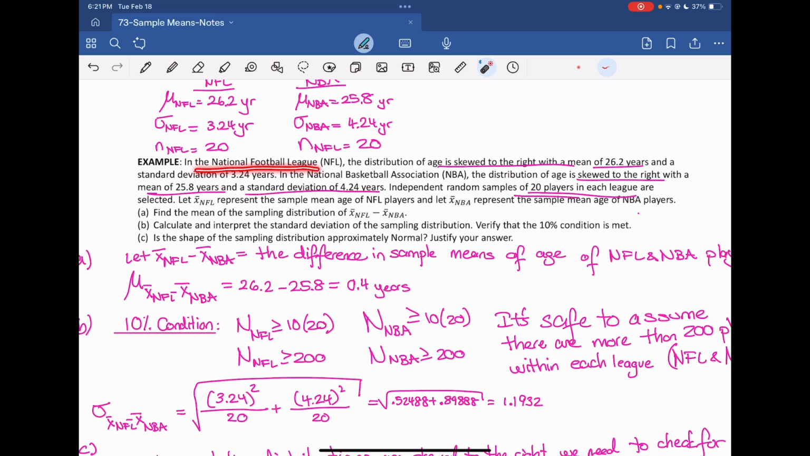So for the National Football League, the NFL, the distribution of age is skewed to the right. So the distribution of the players' ages is skewed to the right. 26.2 years is the average, and the standard deviation is 3.24 years.